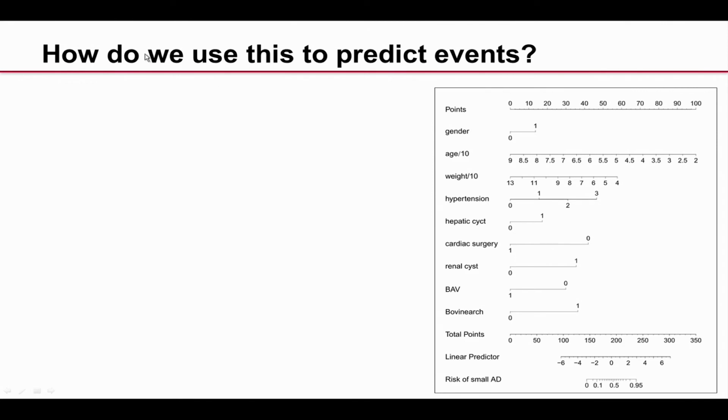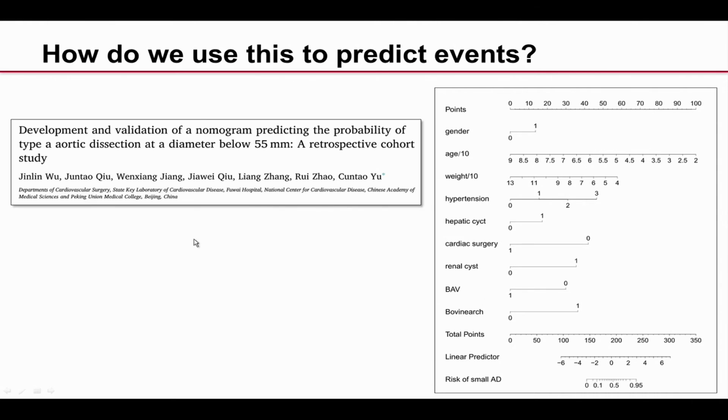And this is the last thing. Should we use this to predict events? This is a nice paper that just came out this year looking at multivariable nomograms. This group, a Chinese group, took all these things into effect, and other factors, and made a complex model. This is really hard to use, to be honest.